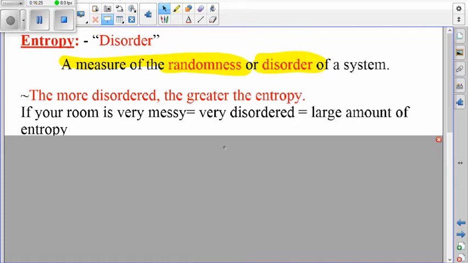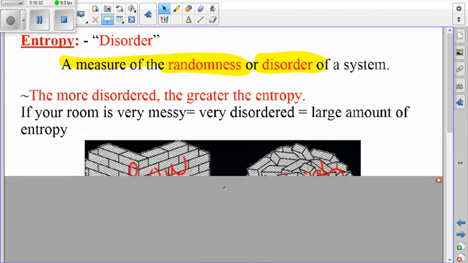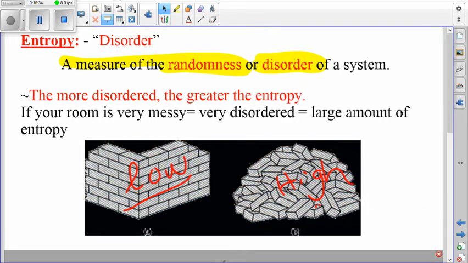So entropy is disorder. High entropy means high disorder. Here's an example. Let's say I have a brick wall where it's a nice 90-degree angle. Every brick is put neatly together. This would be a low entropy situation. A pile of bricks, there's no order, it's just randomness. That is a high entropy situation.